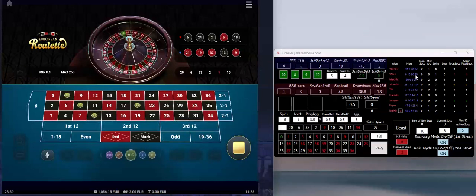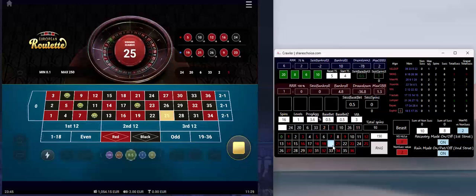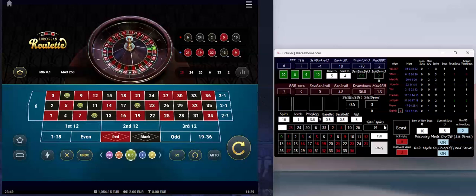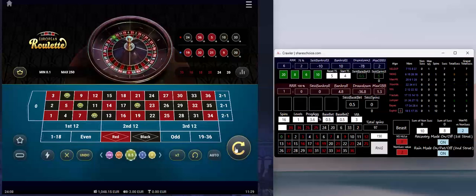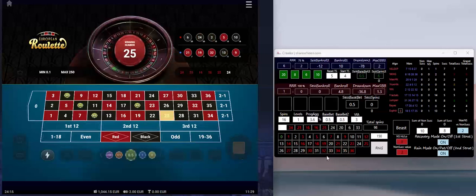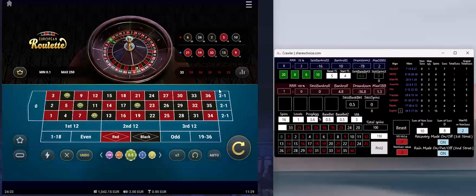And let's check what kind of algorithm that is. Okay, maybe it changed. So 24, okay. 25. Okay, 16 is repeating 2 times. 23. So far, no luck. Let's see next. 25. Okay, it's repeating 25. 16, 2 times. And 33 for big success. Okay, now we should increase our base bet.